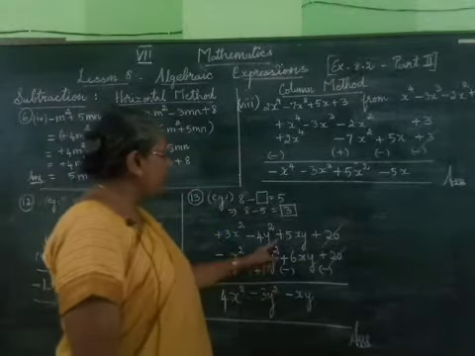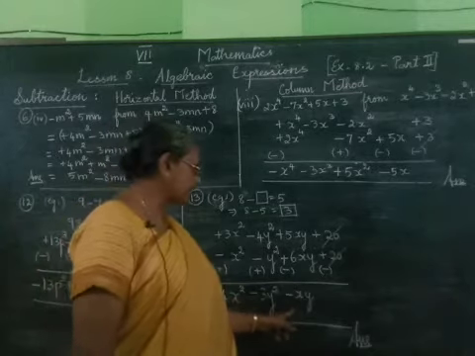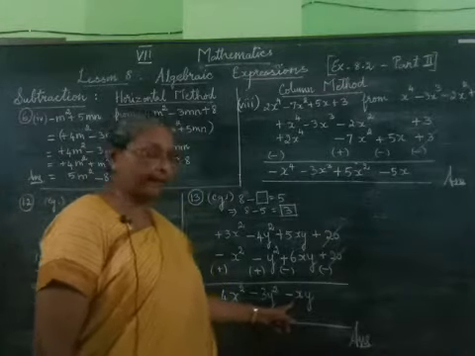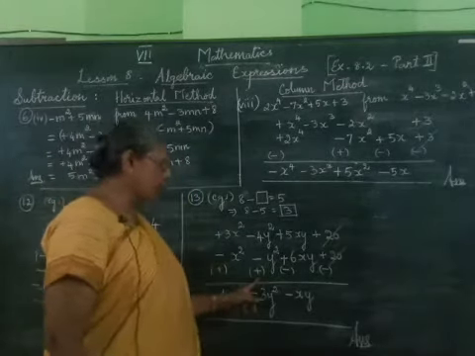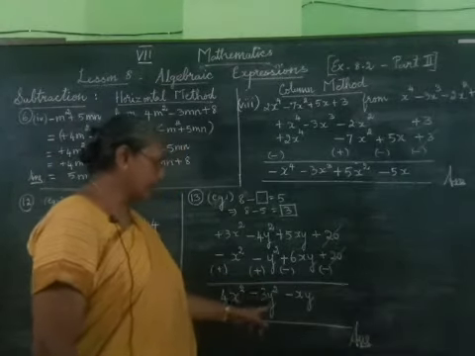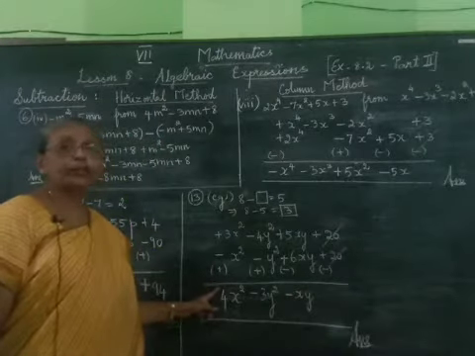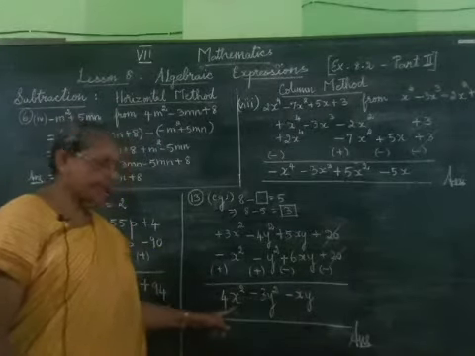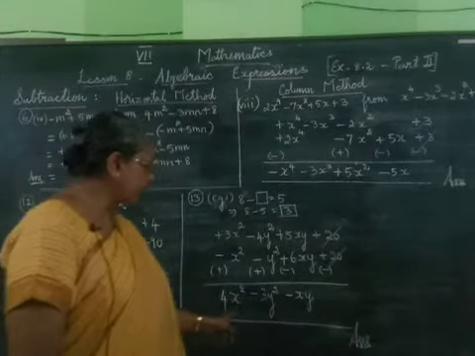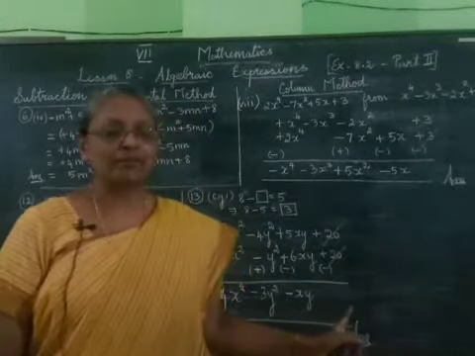Then next one, plus 5 and minus 6, so minus 1. I will write it as minus xy. Then here it is minus 4 and plus 1, so when we subtract, we get minus 3y square. Here plus 3 and plus 1, when we put together, we get 4x square. So the final answer is 4x squared minus 3y squared minus xy.